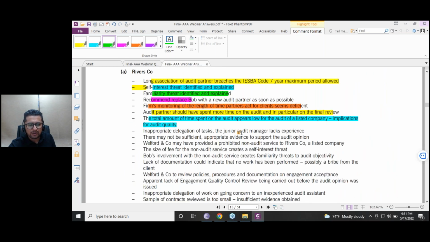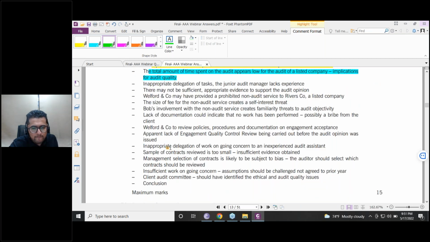Let's check the marking scheme. Inappropriate delegation of work on going concern to an inexperienced audit assistant. You'll get 1 mark by criticizing that Mary is not the right person. Then you'll get another 1 mark if you realize that out of 20, only 5 projects were selected, which is not that great considering the sensitivity of the situation. You will get another 1 mark if you criticize that management has identified those projects, which should not be the case.